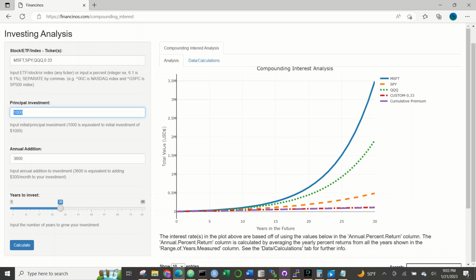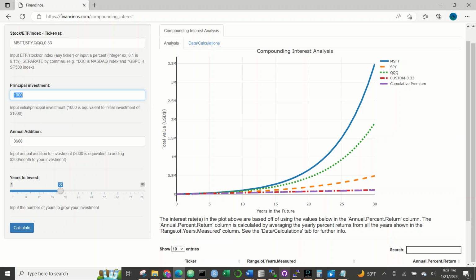Principal investment here, we will invest $1,000 into each of these stocks. Annual addition: after year zero, where we invest our initial $1,000, we are going to invest an additional $3,600 every single year for 30 years, which is this slider on the bottom, years to invest.